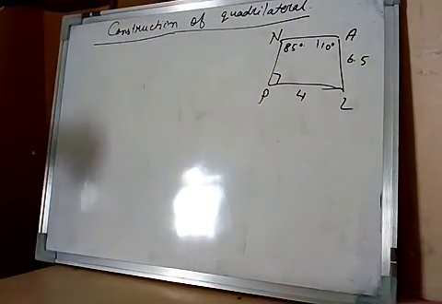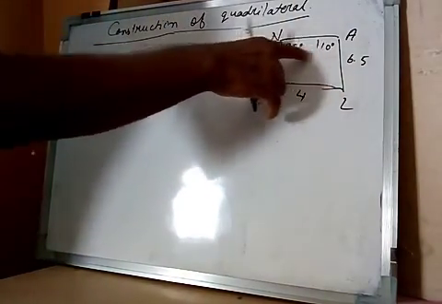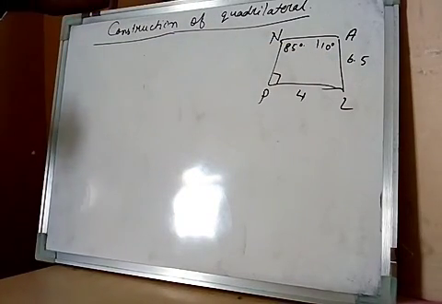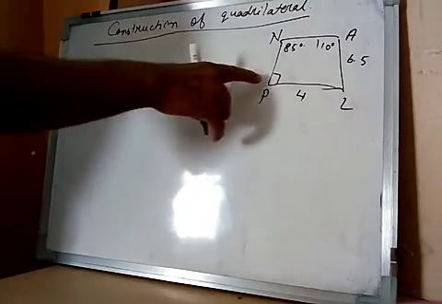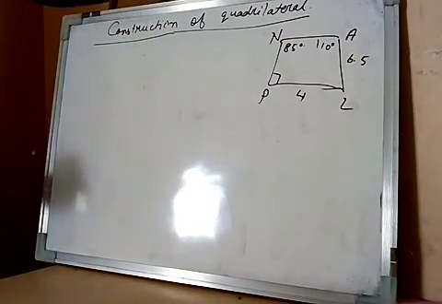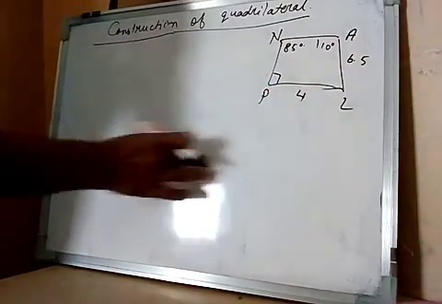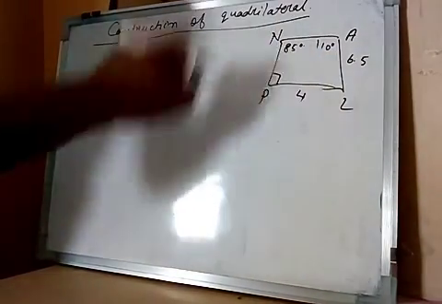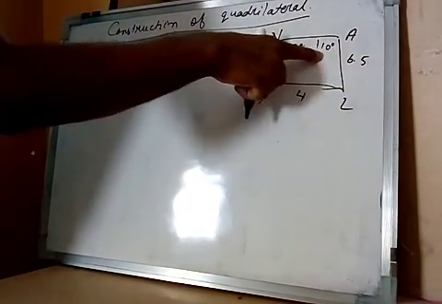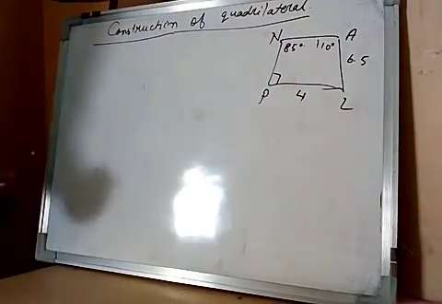So here, these two angles are not multiples of 15 or 30, that's why you have to take the help of the protractor. Now this one is 90 degree. So the first work is to take a given side as the base of the quadrilateral. You can take this one or you can take this one. Here on this base one angle is given, and here on this base one angle is also given.